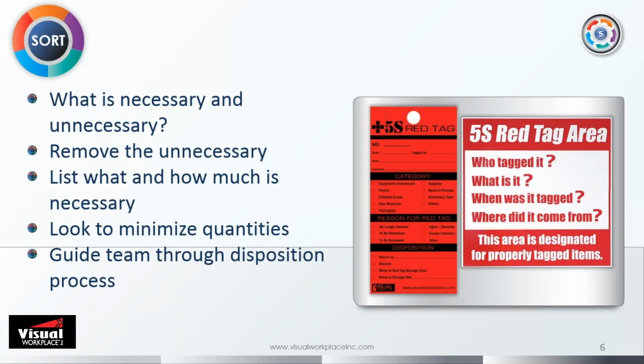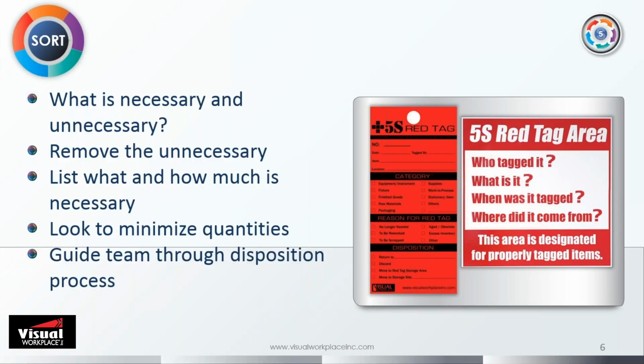That would be one additional aspect of sorting that you might find useful as you're going through that process. But we really want to find out what is necessary and unnecessary, and remove those items that are not needed and don't have value for the process at hand. We want to minimize the quantities, making sure that only the things necessary to do the job before us are located in that particular space.